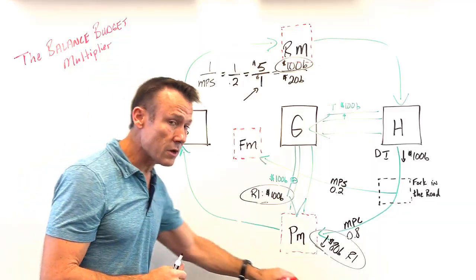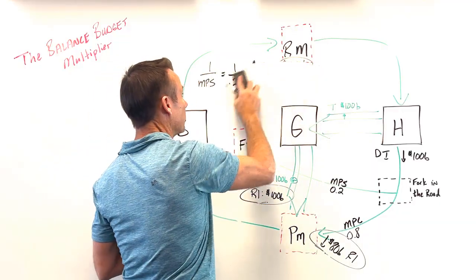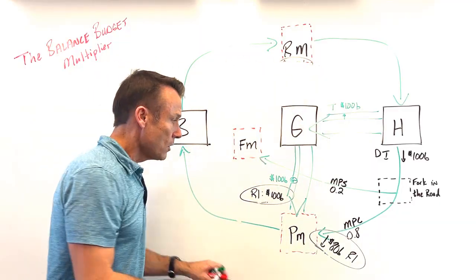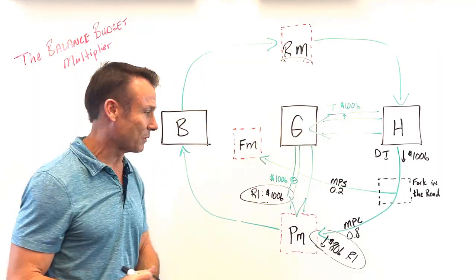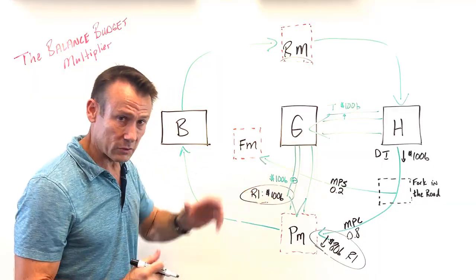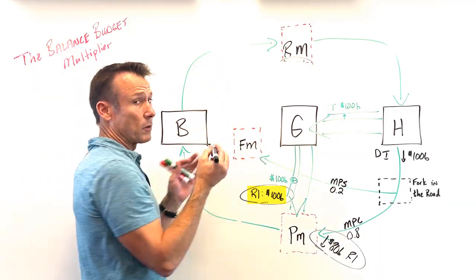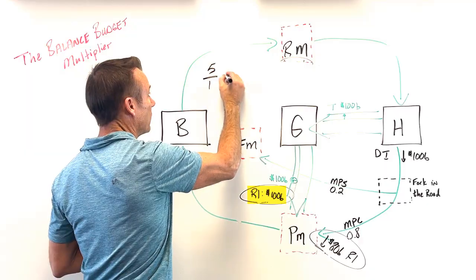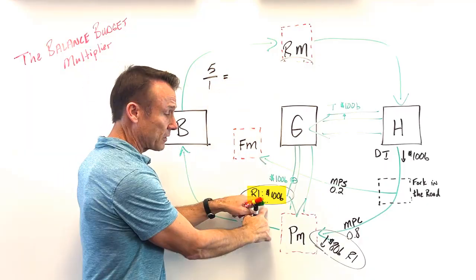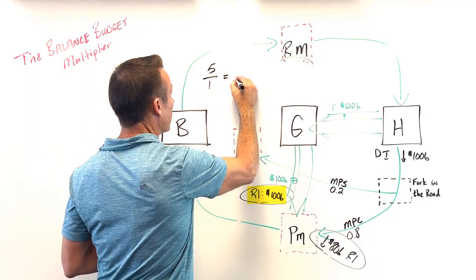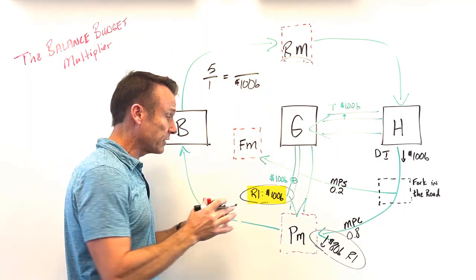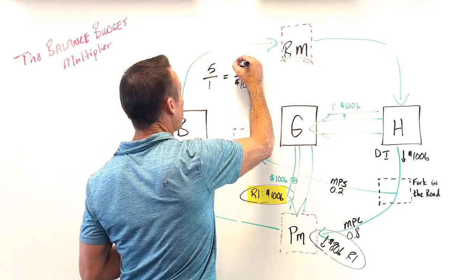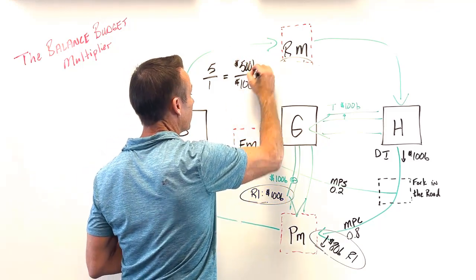Here's another way that we could go about answering this question. We could simply use the spending multiplier and the tax multiplier. So our initial change in spending was $100 billion. Remember, our spending multiplier was 5 over 1. Our initial change in spending from the government purchase was $100 billion. So our total change in spending or total change in nominal GDP from the government purchase would be $500 billion.